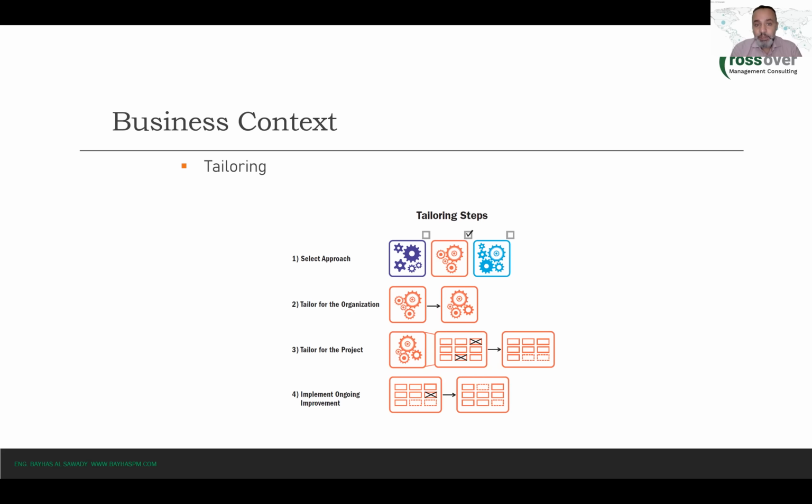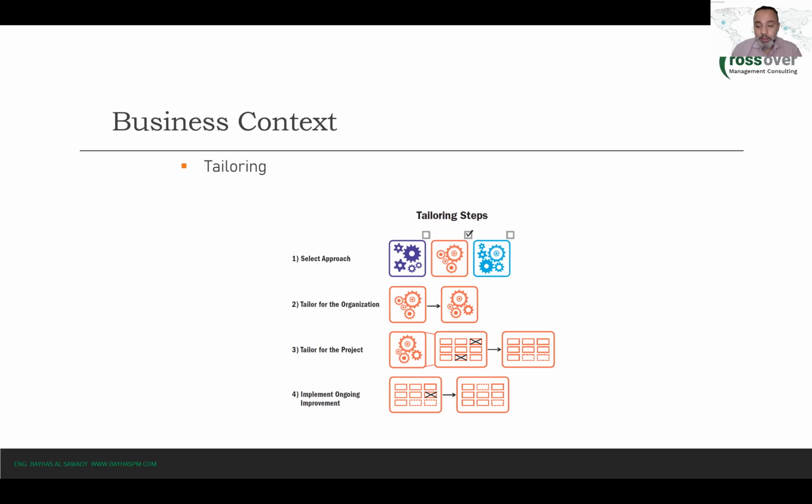So first of all, you select the approach in general, whether you want to manage your project in a traditional way or in an iterative way or an incremental way. So basically, you select the general approach. And then you tailor that according to the organization, because again, each organization is a special case, is a unique organization. You don't have two 100% similar organizations. Each organization has its own uniqueness.